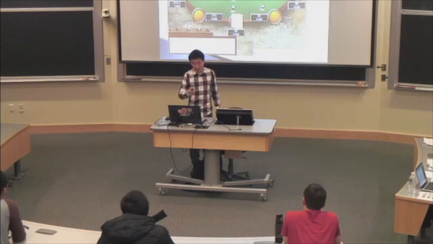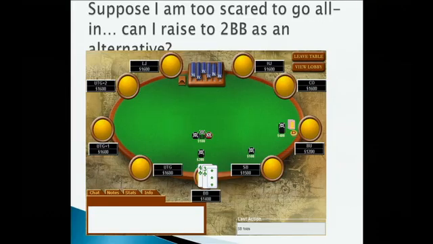Okay, here is a situation. Here you have 4-3 suited. You're too scared to go all in. Can I raise to 2 big blinds as an alternative? Oh, so you're the button. Okay, so the button only has 8 big blinds. They started the hand with 1,600, and they make it 400 with only 1,200 behind.